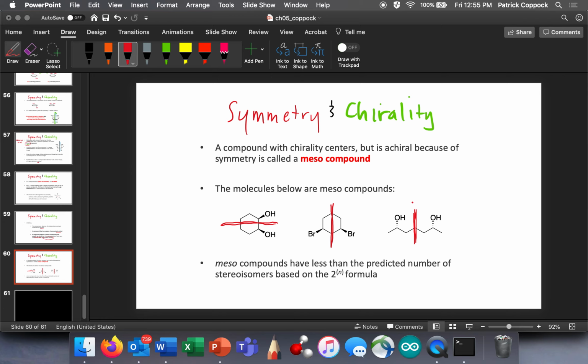So those are meso compounds. And meso compounds have fewer than the predicted number of stereoisomers based on the 2 to the n formula because some of those siblings, if we can use that analogy we used earlier, are really identical compounds. All right. Good luck. Good practicing.